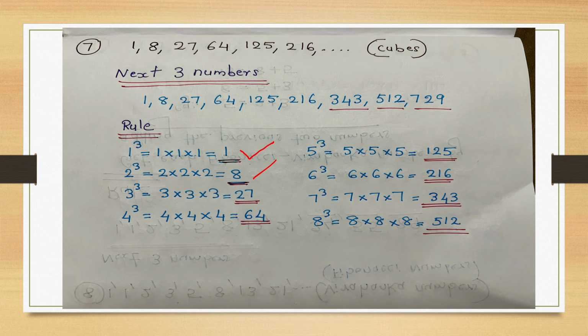How did you get? 3 cube. 3 into 3 into 3. Similarly, 64. 4 cube. 4 into 4 into 4. See, 5 cube is 125. 6 cube, 216. 7 cube, 343. 8 cube, 512. Then 9 cube is 729. So the sequence is 1, 8, 27, 64, 125, 216, 343, 512, 729.